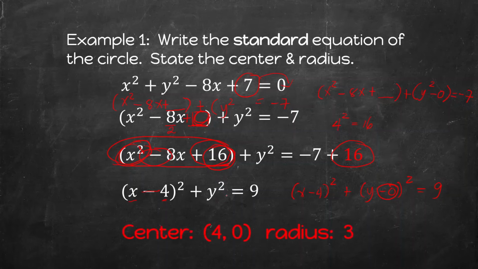After that, identify natin yung center. Yung center natin, again, palitan natin symbol nito. Instead of minus, magiging positive. So, we have 4. Si y walang kasama, 0. And the radius is square root of 9, which is 3.